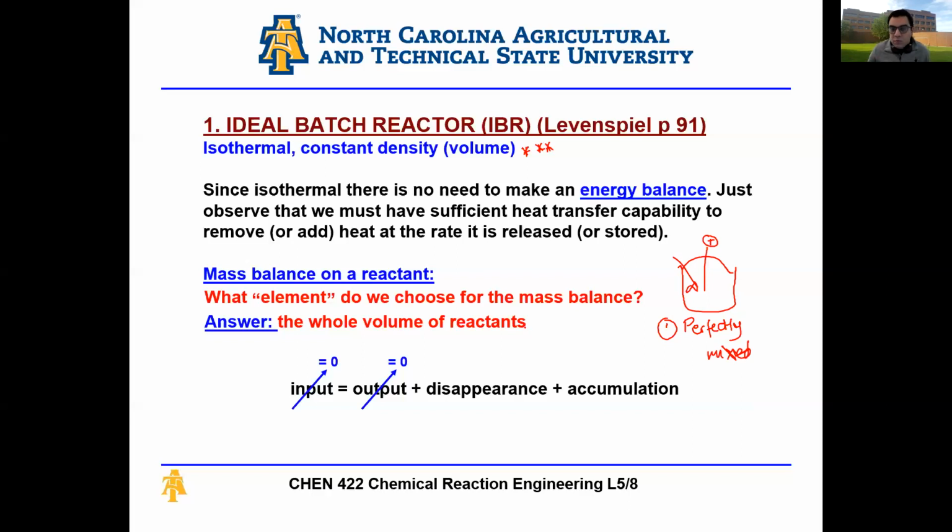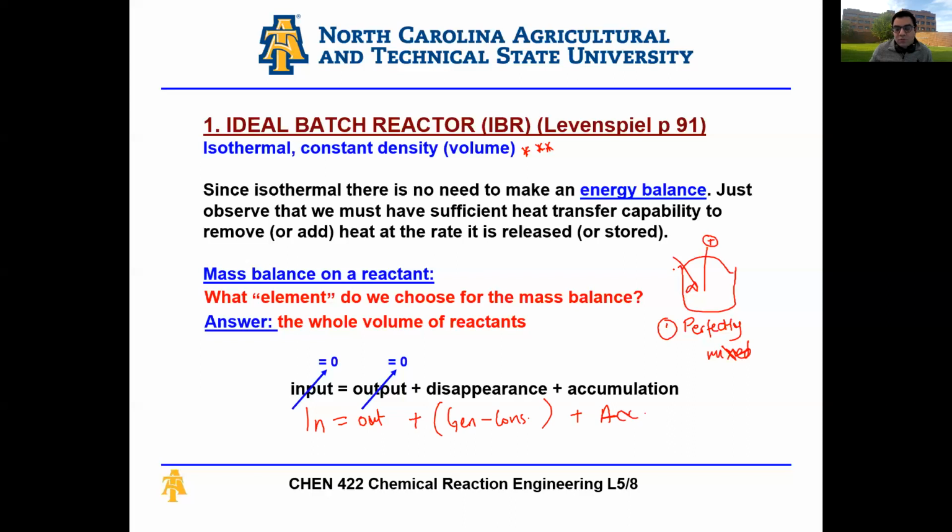So I'm going to perform my mass balance over the entire reactor in one go. If I write my mass balance equation, it is: in equals out plus disappearance, where disappearance refers to generation minus consumption, plus accumulation.